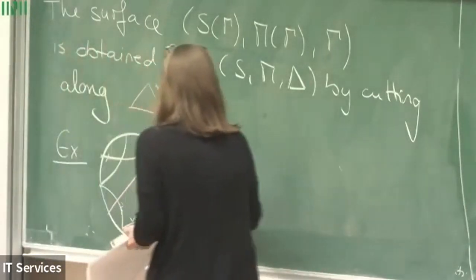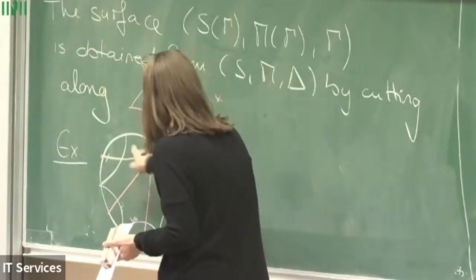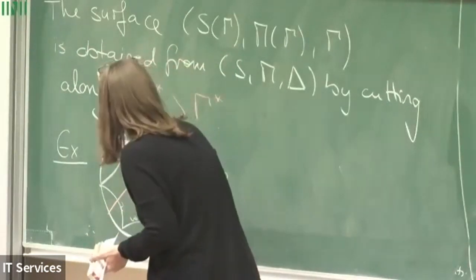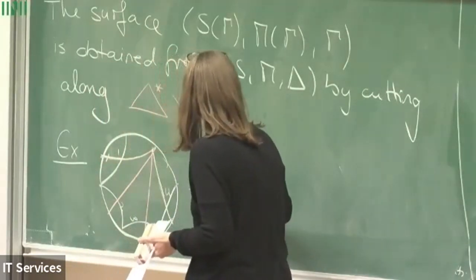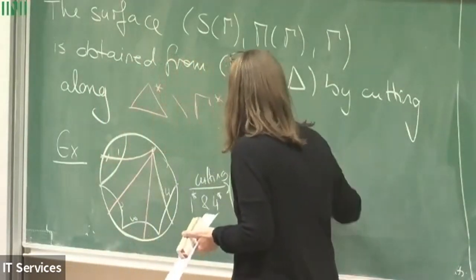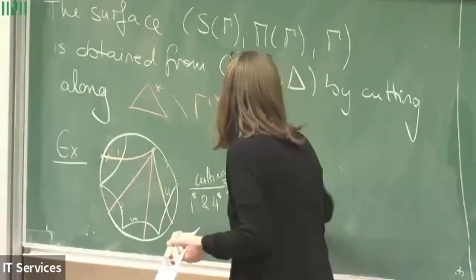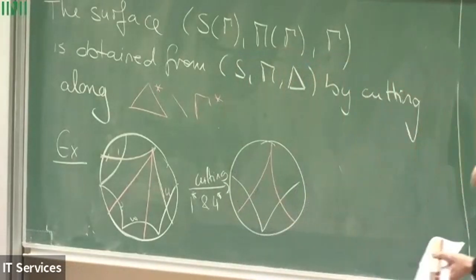And you can see that cutting along 1 star and 4 star, so this is 1 and this is 4, gives us exactly the surface we want on the right side. So the right side of the recollement is also obtained by cutting.